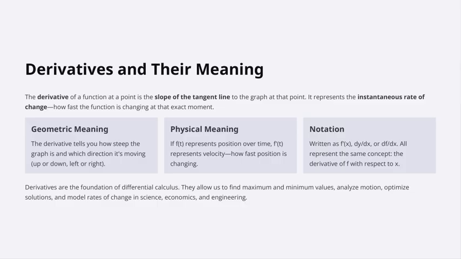From a physical perspective, if we think of a function like position over time, then its derivative, often called velocity, indicates how fast the position is changing at any moment. So, the derivative bridges the gap between the shape of the graph and real-world motion.